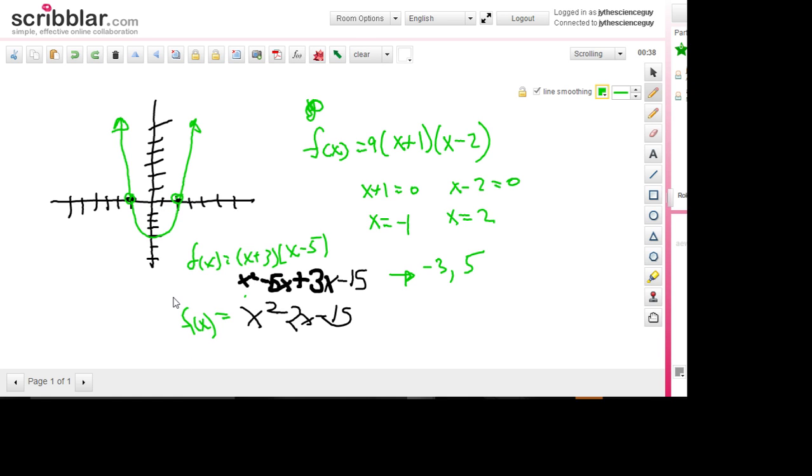Now let's look at another piece, since we talked about domain and range. For this function, your domain, because these green arrows that I have here go on forever, would be equal to all real numbers. So if I want to write that in interval notation, it would be -infinity to +infinity.